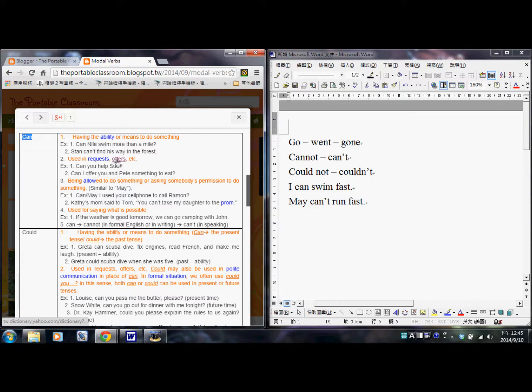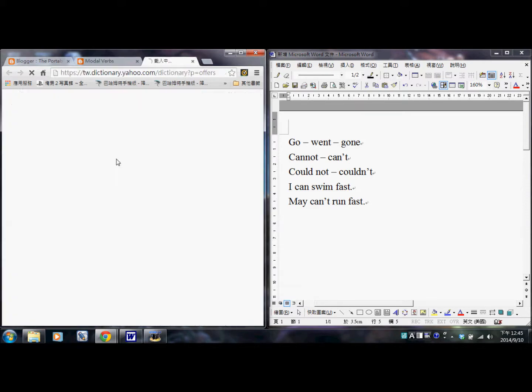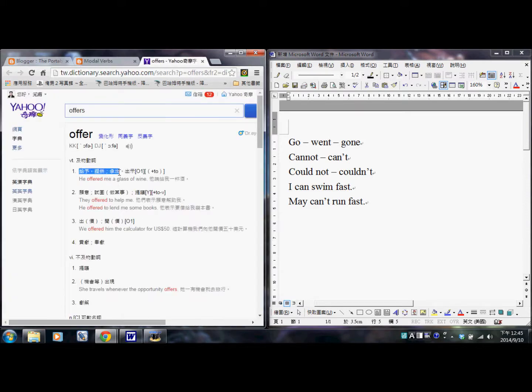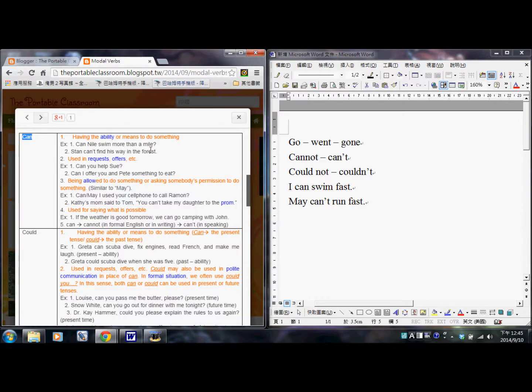When you want somebody to help you, you have to request that person to do something for you. Or you can offer something to a person. Offer means to give, but this is a much more formal word. It means to give something to a person. So when you want to make a request or an offer, you can use can. For example, like this sentence is actually asking a person for help. Can you help Sue? It's a request. Can I offer you and Pete something to eat? So you want to give them something to eat. When you want to offer them something, you can use can.